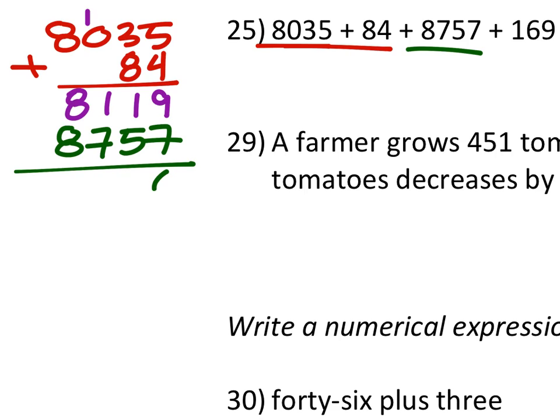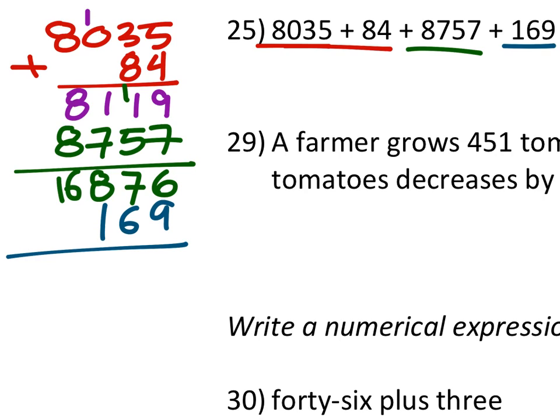9 plus 7 is 16. Carry the 1. 1 plus 1 plus 5 is 7. 1 plus 7 is 8. And 8 plus 8 is 16. So that gives me this value. But I've got one more value to add, 169.